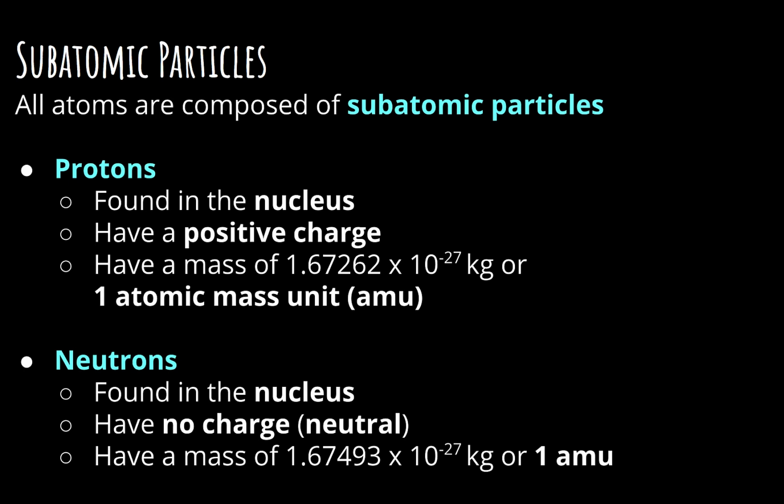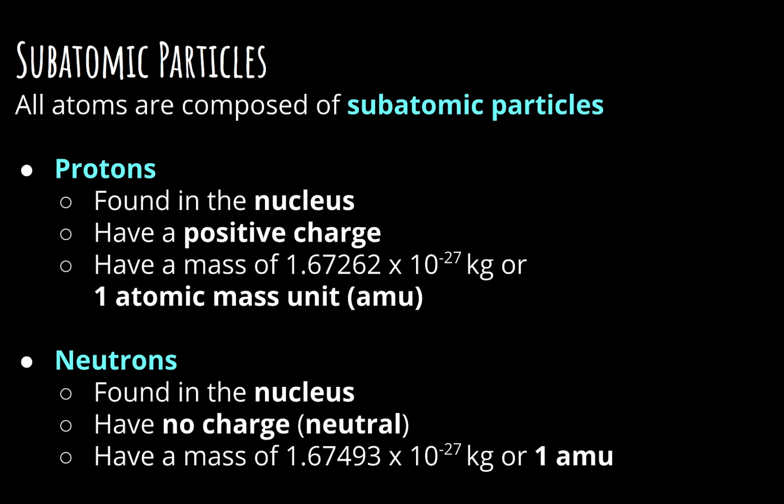Within the atom, there are three subatomic particles that we're going to talk about: protons, neutrons, and electrons. Protons are found in the nucleus. They have a positive charge, and they have a mass of 1 atomic mass unit. You can see there, they also have a mass of 1.67262 times 10 to the negative 27 kilograms. The atomic mass unit is a unit that makes it a little easier to describe something that small. So a proton, we would say, has a mass of 1 AMU.